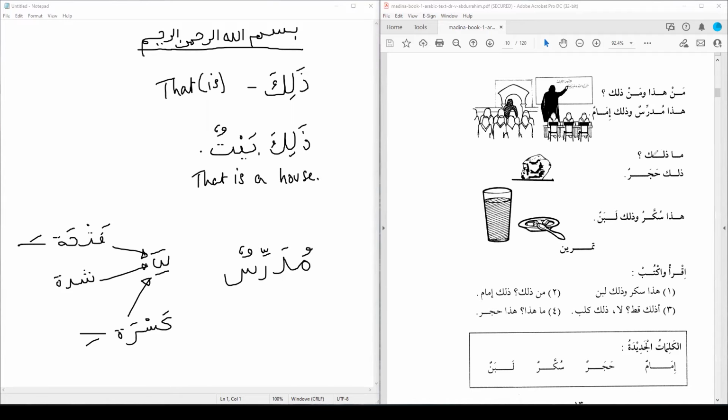Okay. ما ذلك, so back to the book now. ما ذلك, what is that? ذلك حجر, that is a rock or a stone. هذا سكر, this is sugar. وذلك لبن, and that is milk.